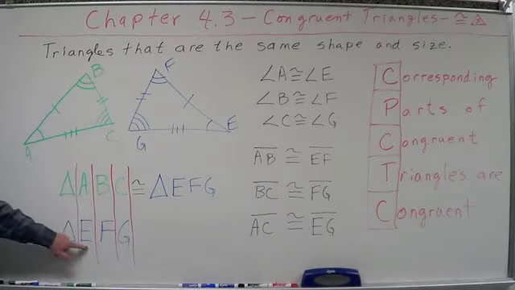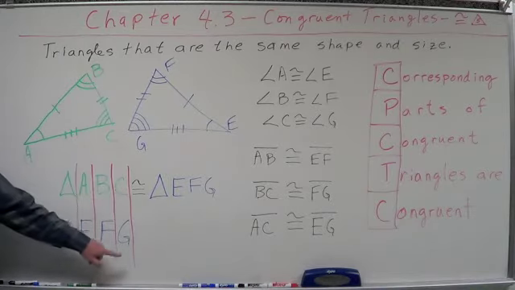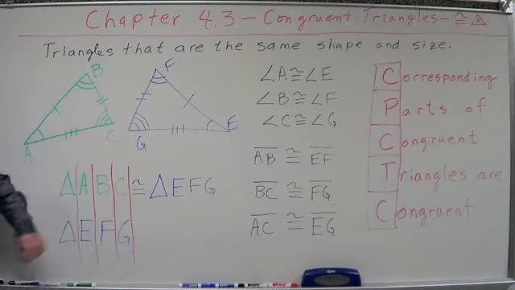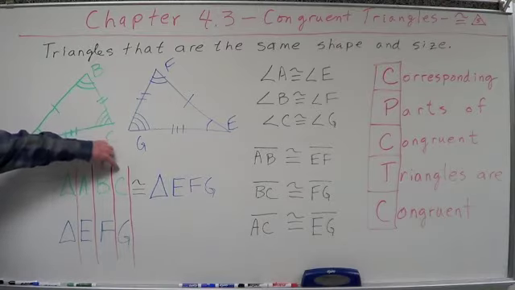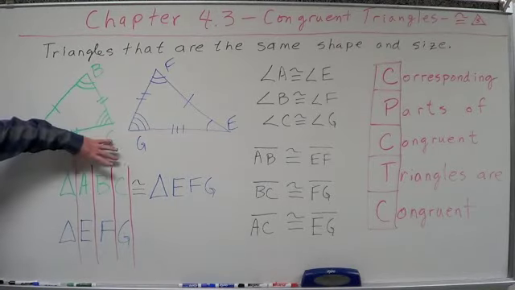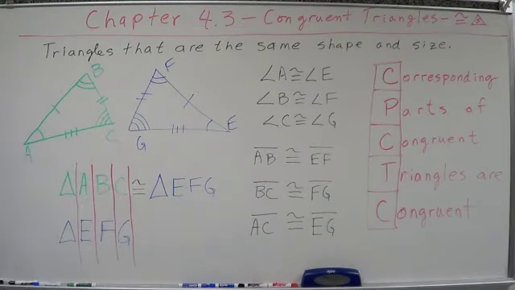Angle A corresponds to angle E. Angle B corresponds to angle F. Angle C corresponds to angle G. Segment AB corresponds to segment EF. Segment BC corresponds to segment FG. Segment AC is going to correspond to segment EG. Okay? Now why is that important?